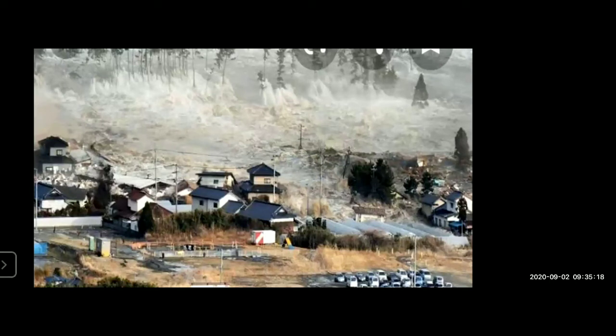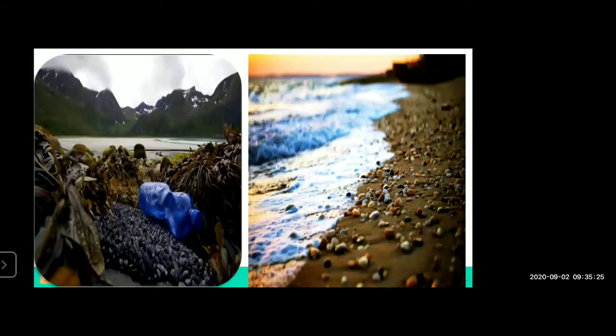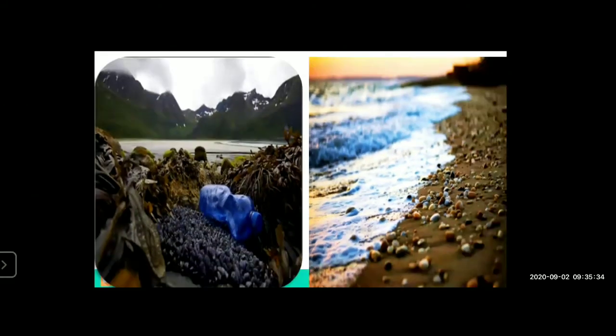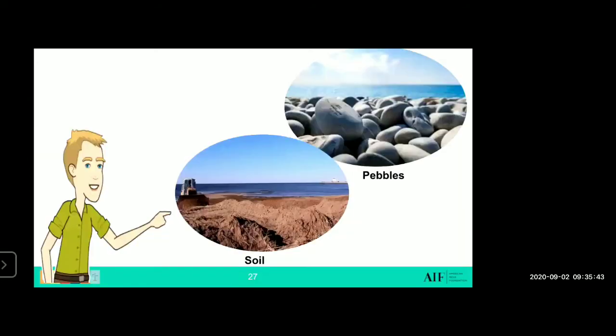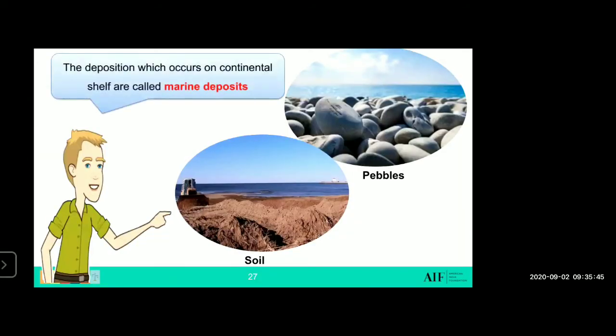Okay. So now let us see about marine deposition. Students, have you noticed these things nearby the ocean, nearby the sea coast or seashore? Whenever you go to a seashore, there are some things lying near it. So let's find out what it is called. The depositions which occur on the continental shelf are called marine deposits.